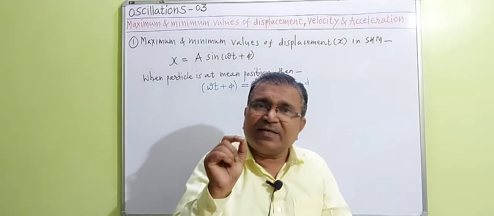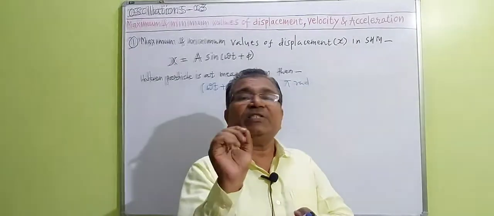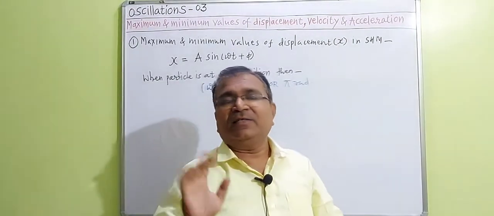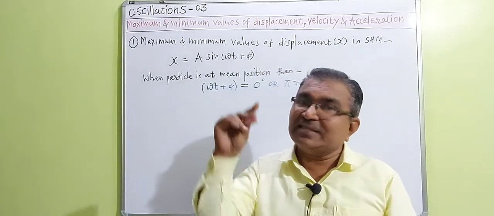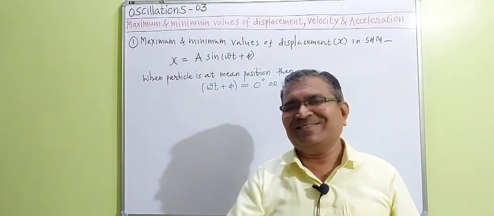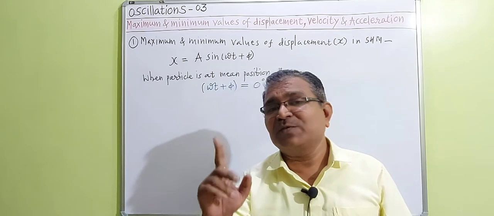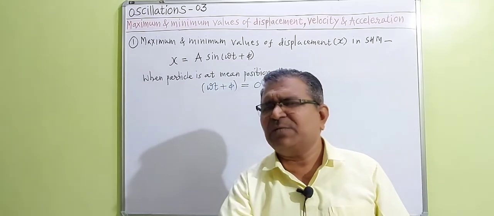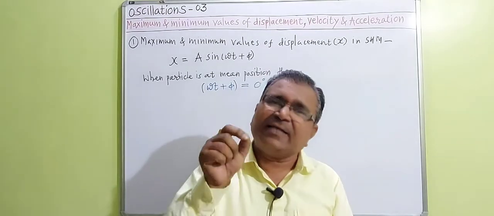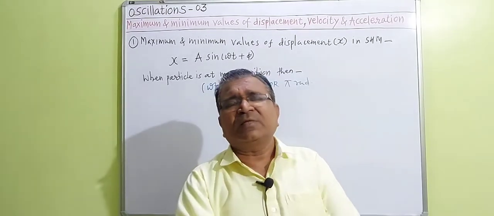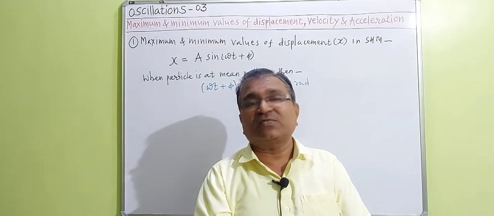When the particle starts from mean position, at that time the initial phase angle phi is equal to 0 degree or pi radian. But when the particle is at mean position, this is the main difference between the particle starting from mean position and the particle being at mean position. Here we have to consider the particle is at mean position. I will repeat many times because it is most important, dear students.